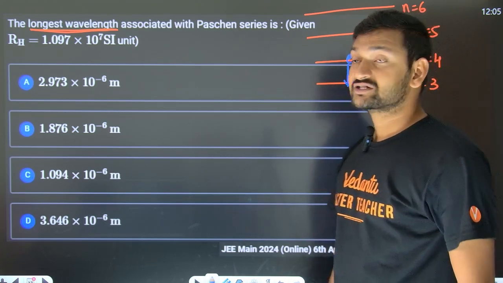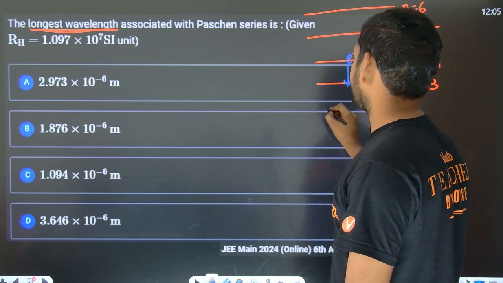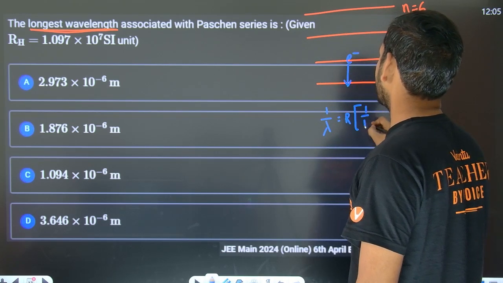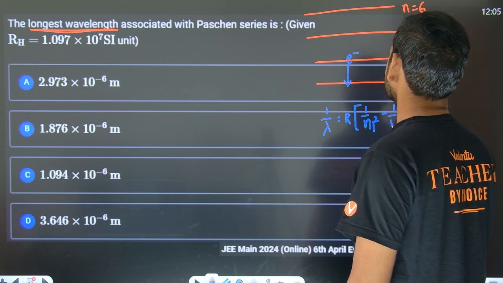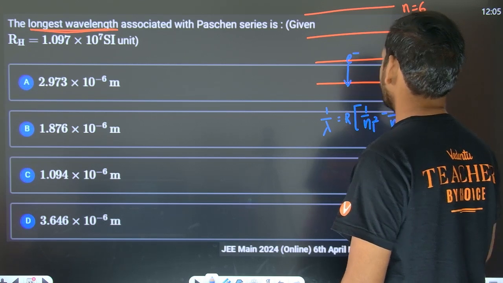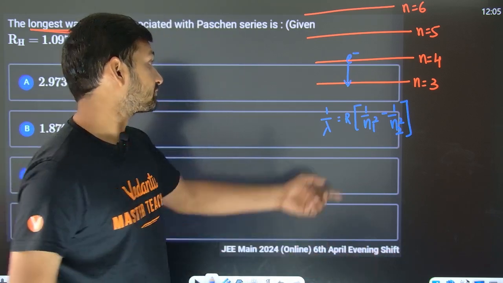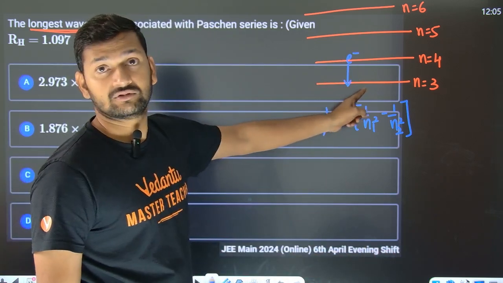They gave Rydberg's constant. So I'll use this formula. 1 by lambda is going to be Rydberg's constant into 1 by n1 square minus 1 by n2 square. I know the n1 value, I know the n2 value. See, from 4, it should come to 3.